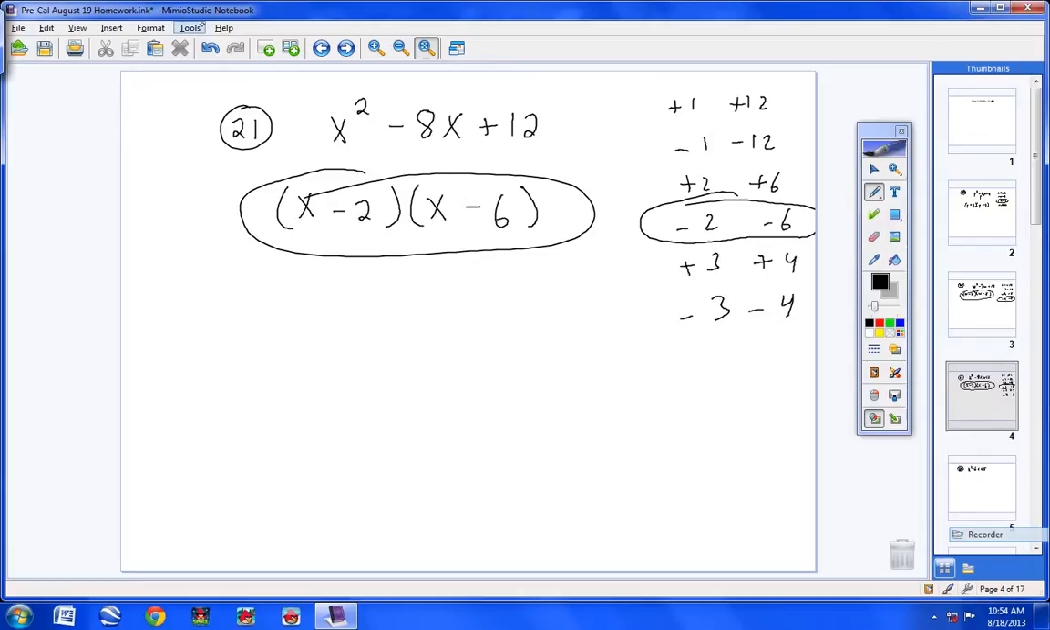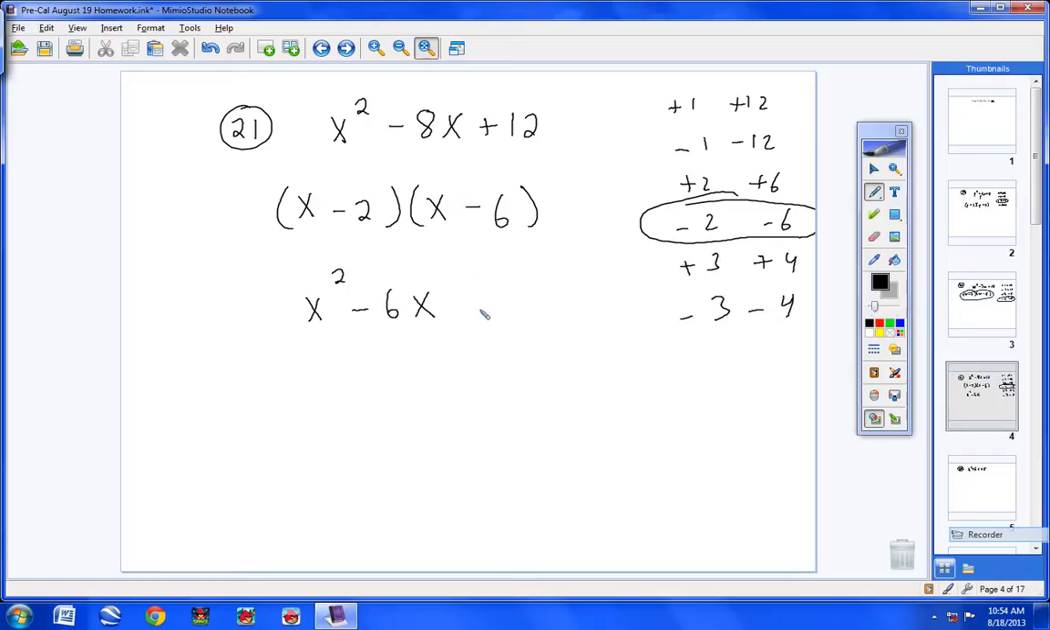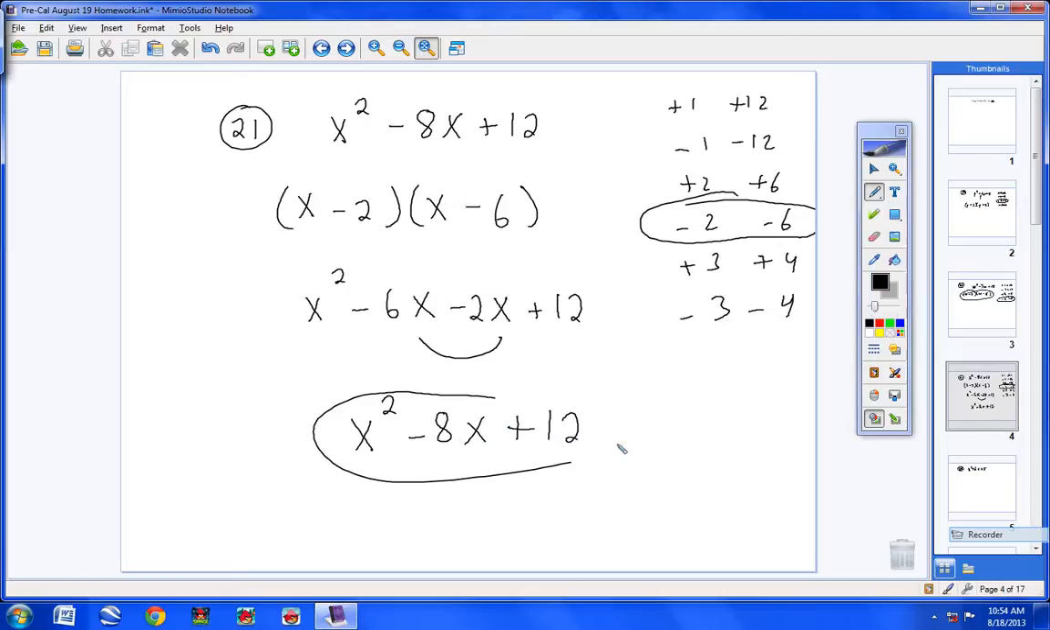By the way, let's do something we haven't done yet real quick. Let's check this one. If I took x times x, I would get x squared. If I took x times negative 6, that'd be negative 6x. If I took negative 2 times x, I would get negative 2x. If I took negative 2 times negative 6, I would get a positive 12. Here's two like terms right here, so we'll put those together. Negative 6 and negative 2 is the negative 8x plus 12. Is that not identical to what I started with right up here? Most definitely it is, certainly.